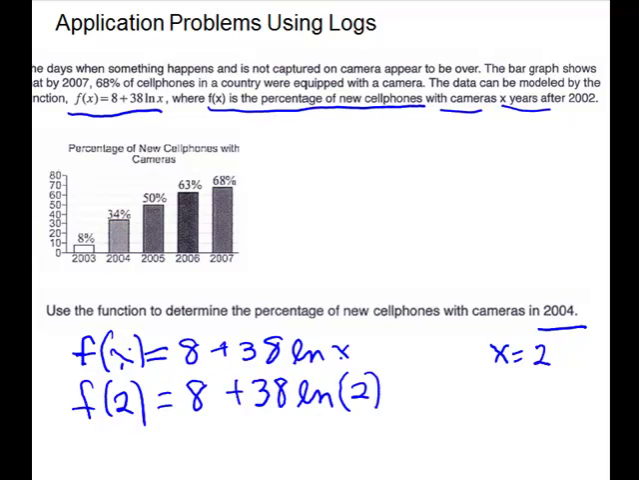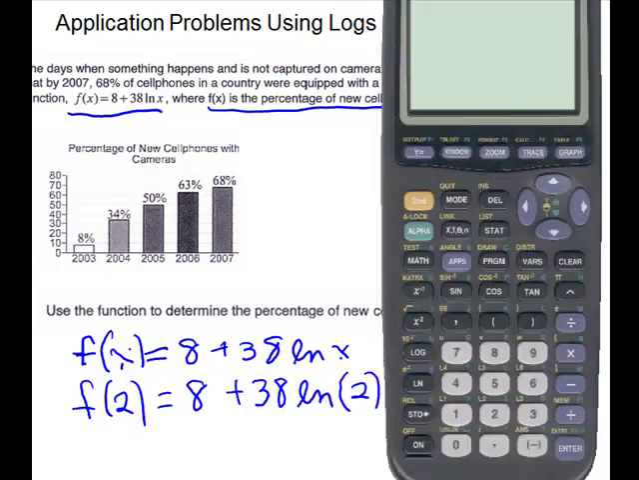And so we would just go to our calculator and we'll enter 8 plus 38 times the natural log of 2. And we're fine with order of operations here because it's going to multiply before it adds the 8. Enter. So we have 34.3. And if you match it back to your table, in 2004, they're getting 34%. So it would just depend on if they ask you to round, but they didn't say. So 34.3 is fine.